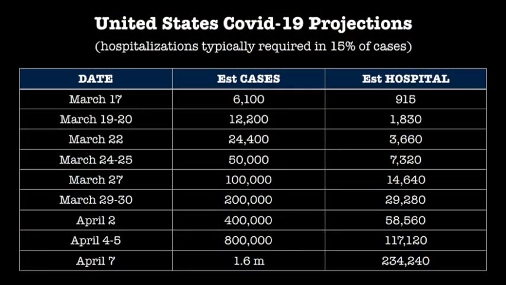Now, what about hospitalizations? Well, we know that from other countries, the data is telling us that 15% of people that get this require hospitalization. So if we take 15% of each of these numbers, what do we get? These are the hospital numbers. So currently, there are about 900 people in the hospital. In another few days, that'll go up to 2,000 and then 3,000. By April 7th, we're going to be at 234,000 people in the hospital.